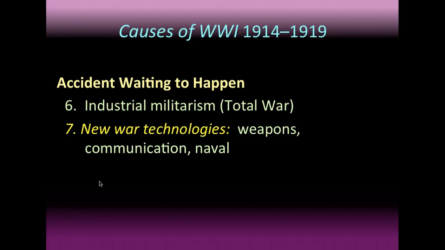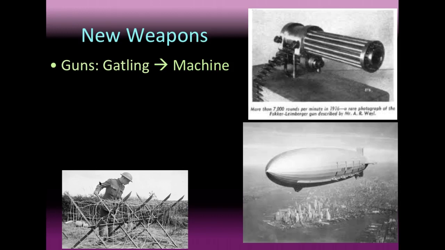And with new industrial militarism, a lot of new war technologies are developed. That's not just weaponry, bigger and better guns that can shoot extremely great numbers of bullets, but communication technologies. We'll look at a few in a second. And then lastly, naval technologies. Naval warfare becomes an extremely important player in World War I. So a few images here.